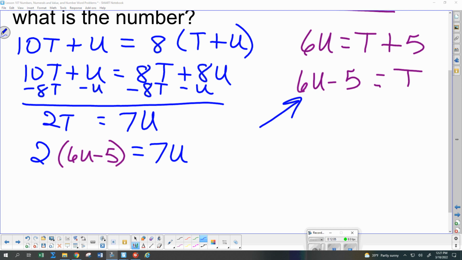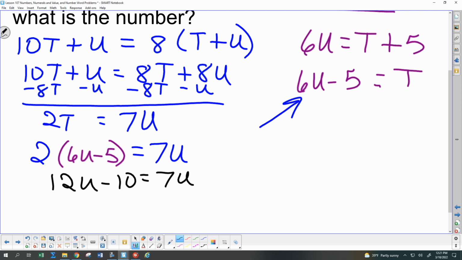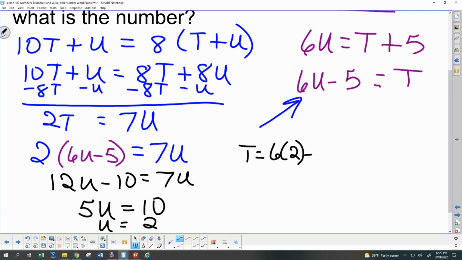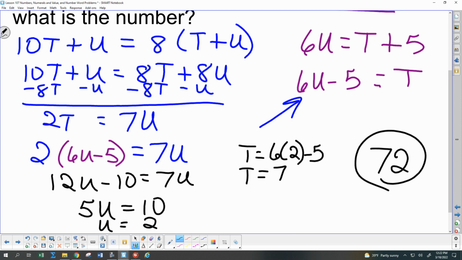You guys said you guys got 72. Let's see if I can catch up now and also get that. 12u minus 10 is 7u. Subtract the 7u on both sides, and I have 5u. Add the 10 on both sides. I will agree that the units digit is indeed 2. T is 6 times that units digit, so 6 times 2 minus 5. 12 minus 5 is 7. So like you, I got that the tens digit has to be 7. The units digit has to be 2, so the original number was 72.